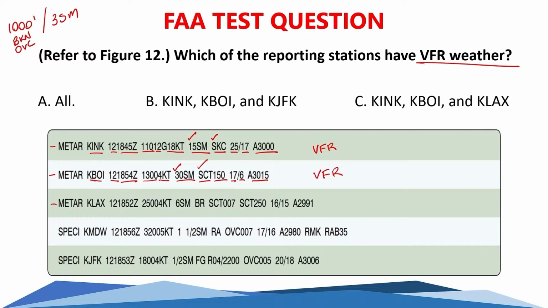The one for Los Angeles is a METAR, so Los Angeles International on the 12th day at 1852 Zulu. The wind is 250 at 4 knots, 6 statute miles visibility, so that works. BR, which is the way I memorize this, is mist, but you can think of it as baby rain. And we have scattered at 700 feet. You'll notice that 700 is less than 1,000, but is scattered considered a ceiling? The answer to that is no. We only look at broken and overcast.